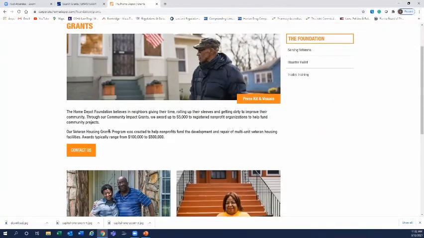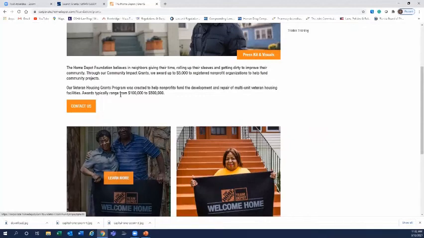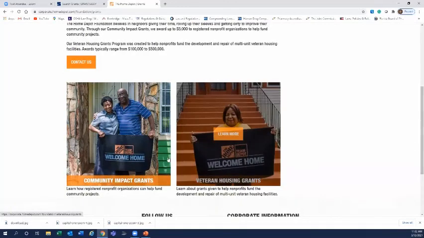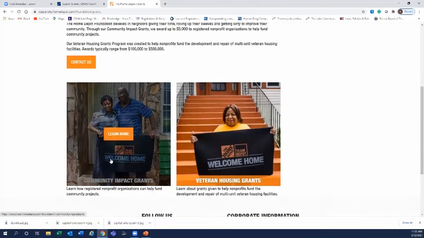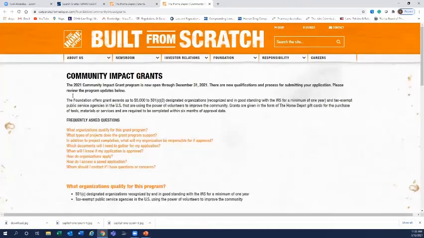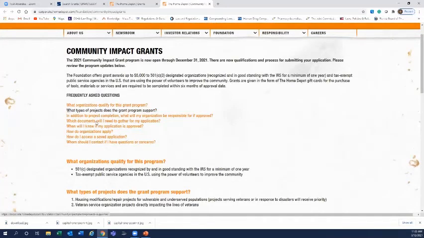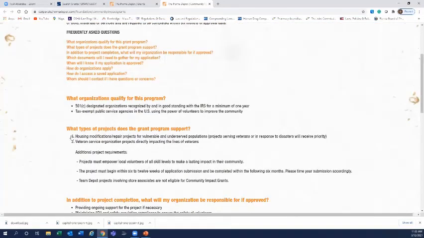Okay? So the foundation is all about getting in community and helping community with what they call community impact grants. They also have grants for veteran and housing issues. So let's take a look at the community impact grant. You'll see, remember I mentioned RFP, right? This isn't an RFP per se, but they are laying out everything that they want you to do here. So this is sort of like their RFP.